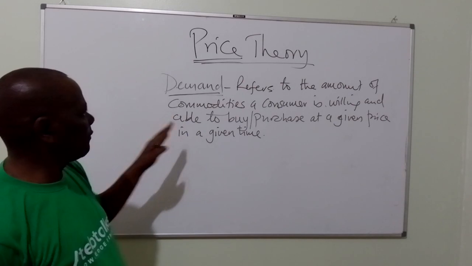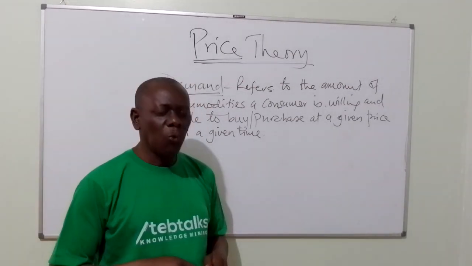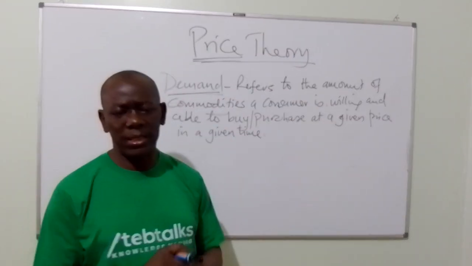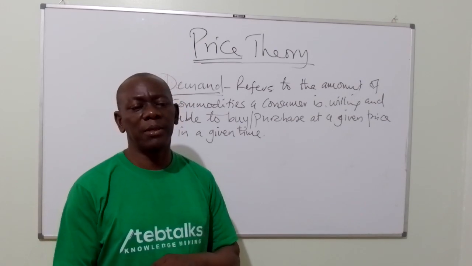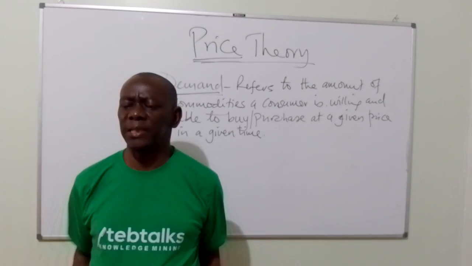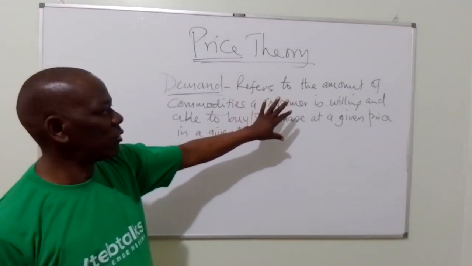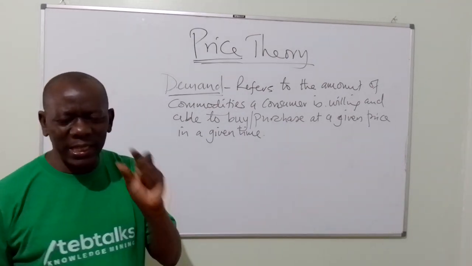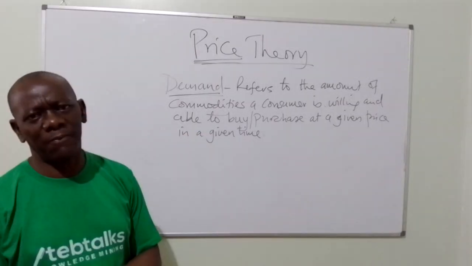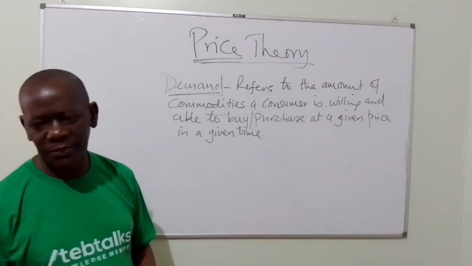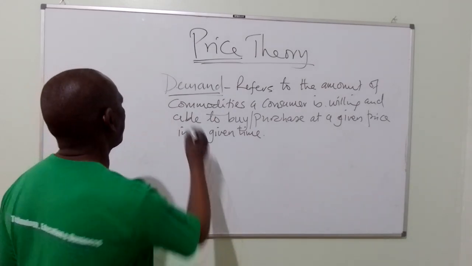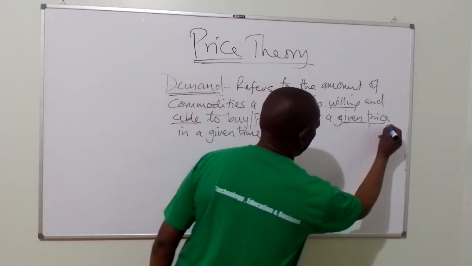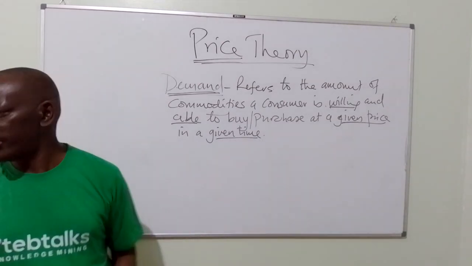Now, this definition that we have given, there's what we call key words. What we call key words are those words that must be there. These words must be there whenever you're making a definition. And as we go on studying, we shall be emphasizing that when you're taught to define anything, the whole world is not going to define with this statement. No, this is not a biblical verse. We look at the key words that are in this definition. Key words that you are going to find in the definition. So when you are defining demand, the key words are willing and able to purchase at a given price in a given time. That's what you have to know.